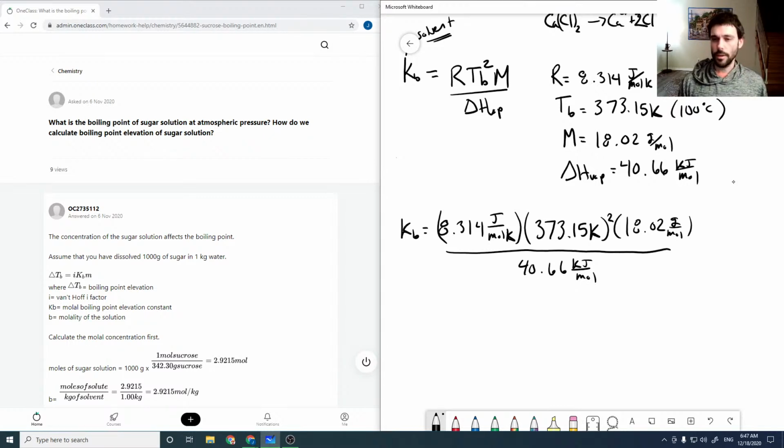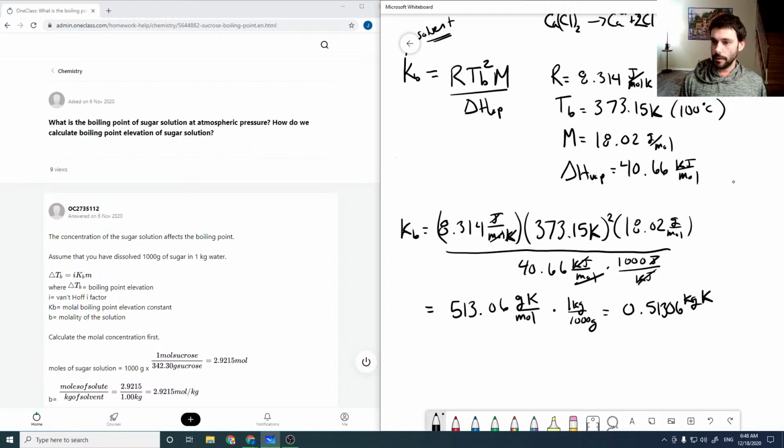And now checking out some unit cancellations here. So this per mole can cancel there. This we're going to need to multiply by 1,000 joules per kilojoule to cancel that and cancel that. And then one of these Kelvins will cancel with this. And so what we're going to end up with in the end is a gram Kelvin per mole as our unit. So if we run this through on our calculator, we get 513.06 gram Kelvin per mole. So the Kelvin will be on top. Or if we multiply by a kilogram per 1,000 grams, 0.51306 kilogram Kelvin per mole.